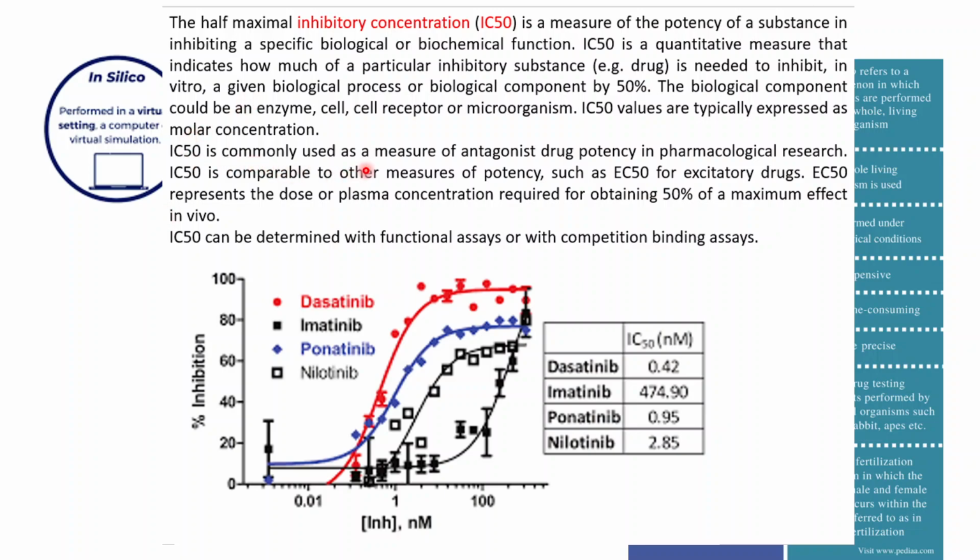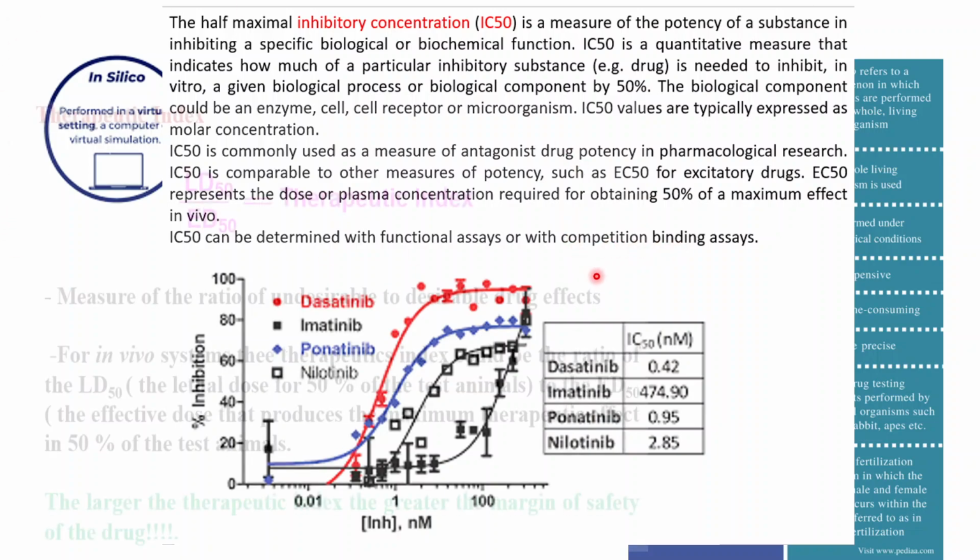So IC50 is commonly used as a measure of antagonist drug potency in pharmacological research. IC50 is comparable to other measures of potency such as EC50 for an agonist drug. EC50 represents the dose or plasma concentration required for obtaining 50% of the maximum effect in vivo. IC50 can be determined by functional assays and competitive binding assays.